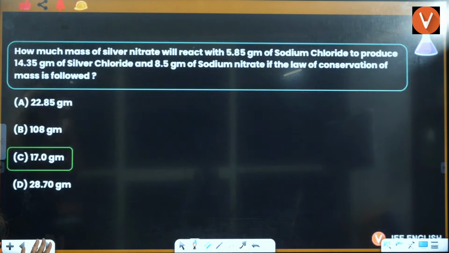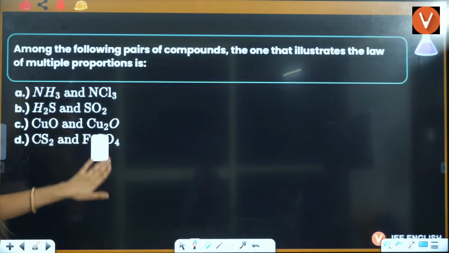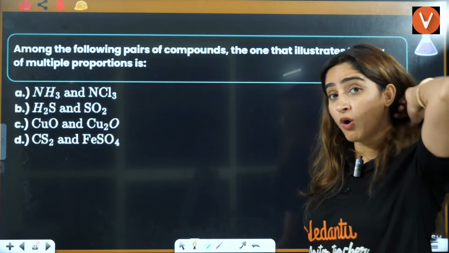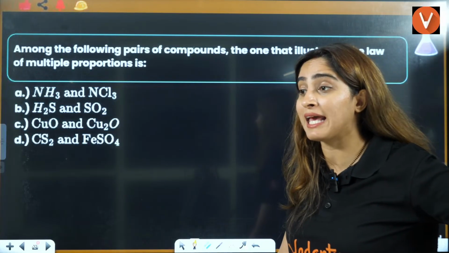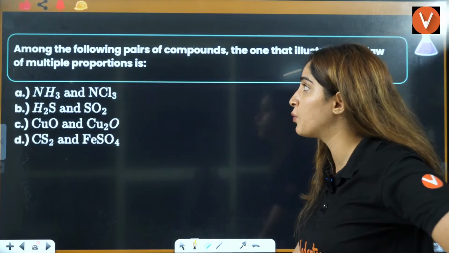Okay, so we have our answer. C is the correct answer. Now, let's talk about other 3-4 questions. Then I'll talk about one more law, and let me see who can guess the name of that law. That is not there in NCERT. Let me see who will guess that.